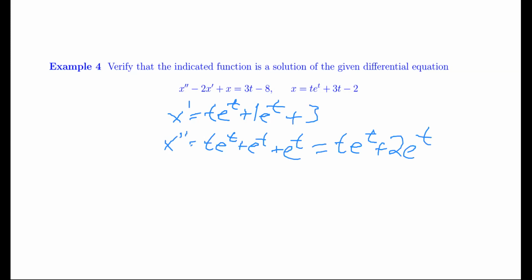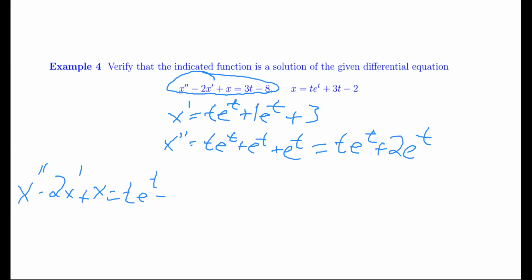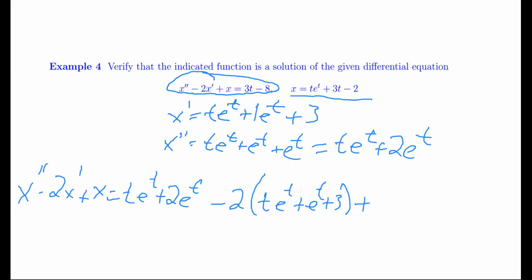And now what we want to do is plug all of this into the equation that we started with right here, and see if we do in fact get 3t minus 8. So x double prime minus 2x prime plus x is equal to, all right, x double prime, this is t e to the t plus 2e to the t, minus 2 times x prime, which is t e to the t plus e to the t plus 3. Plus x, and x is the original thing that we're given right up here. So that is t e to the t plus 3t minus 2.